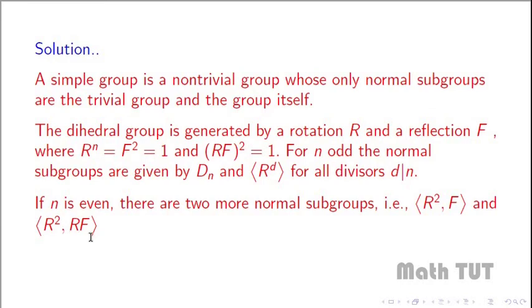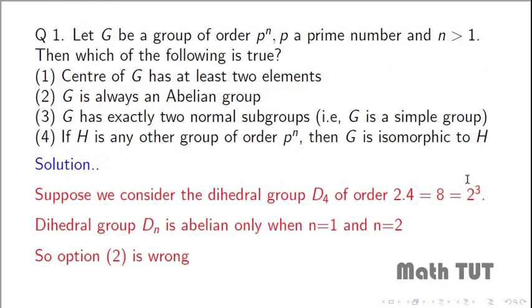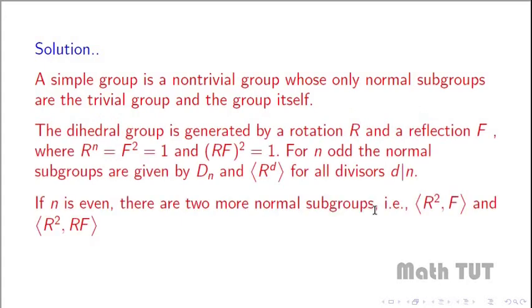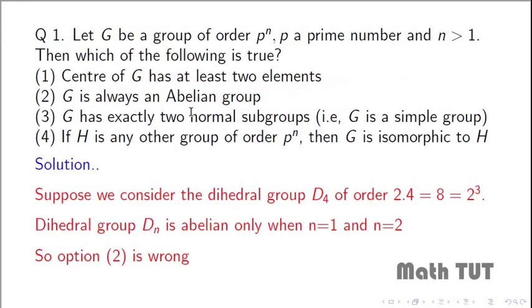So this will give us a clear idea, because when you take n as even, just think of this case, that is D4. D4 is a group of order 2 cube. So it's of the form they are given, and we are showing that in D4, since 4 is even, we can have non-trivial normal subgroups also. So that gives a clear-cut idea to take out option 3. So what we have is that option 3 is wrong.